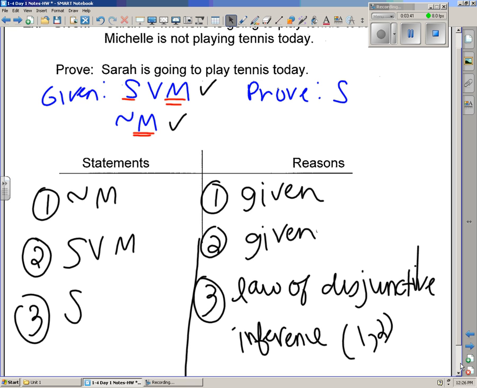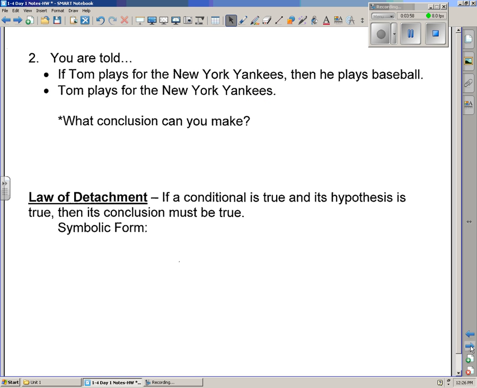The more proofs you get, the longer, the more steps you have, and that's why writing the numbers, the reasons to why you got that answer, is going to be very necessary. So you will have to write the number lines. Okay, let's see if we can try another one. So now you are told if Tom plays for the New York Yankees, then he plays baseball. You're also told that Tom plays for the New York Yankees. Well, what conclusion can you make? Tom must play baseball.